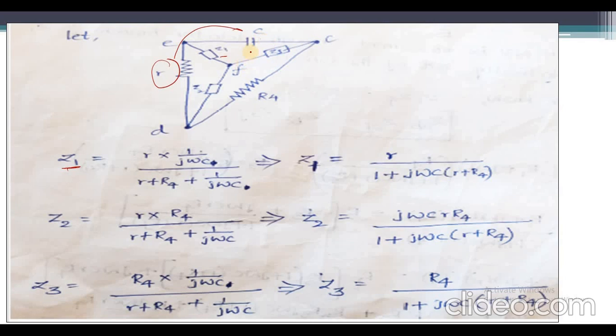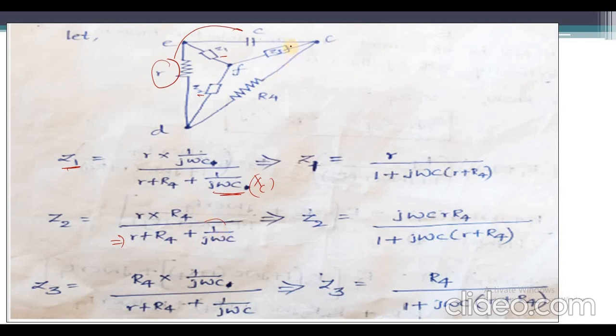XC means 1 by J omega C. Similarly, if you want to find out Z2 in this particular star connection, Z2 is situated between R and R4, these two resistances. That means R into R4 by the total, R plus small r plus R4 plus 1 by J omega C.